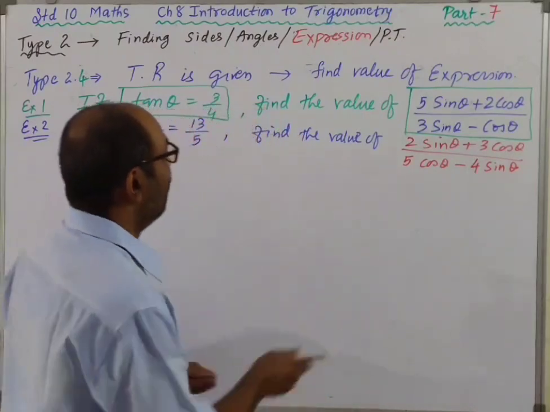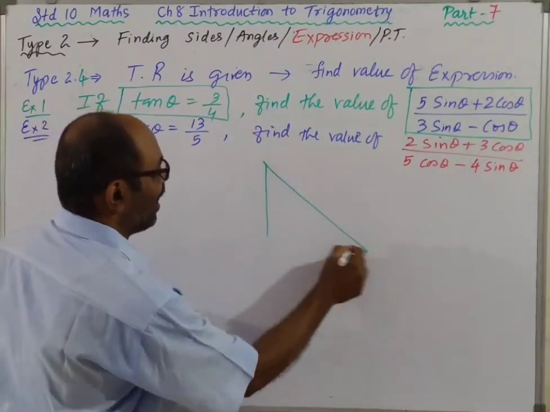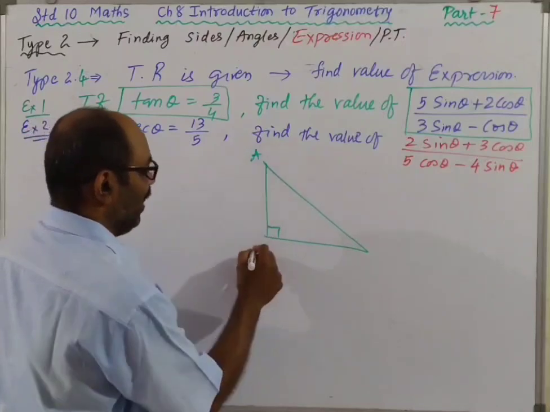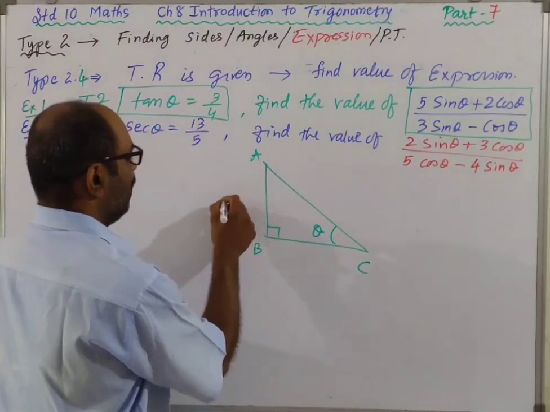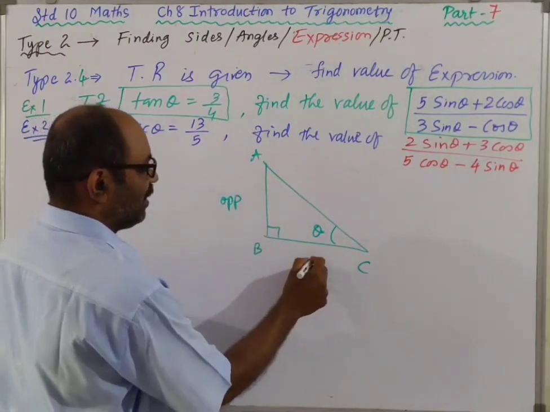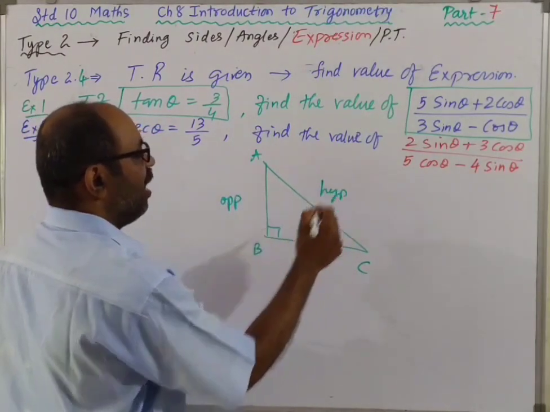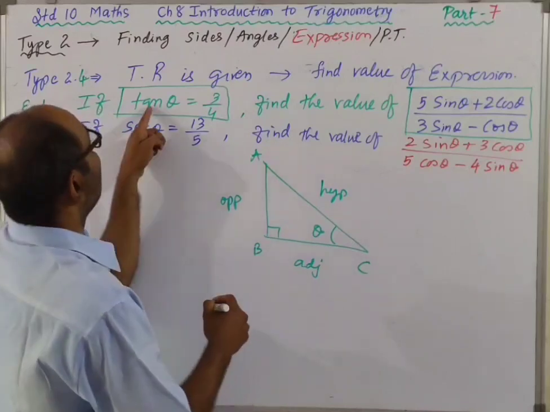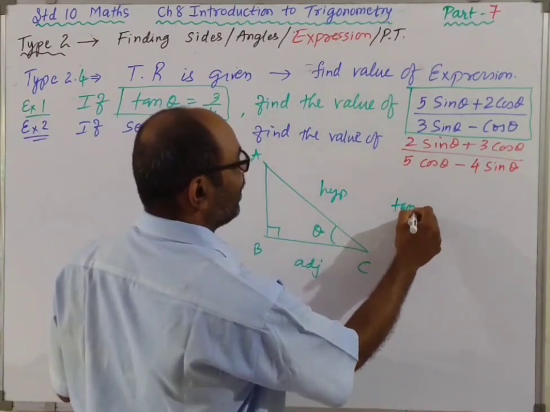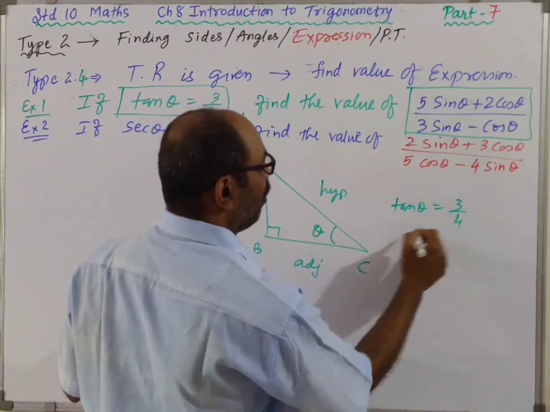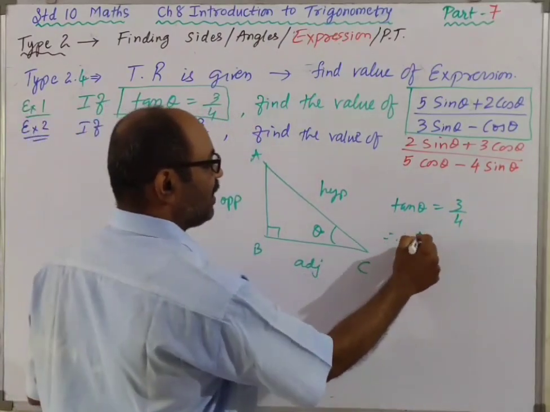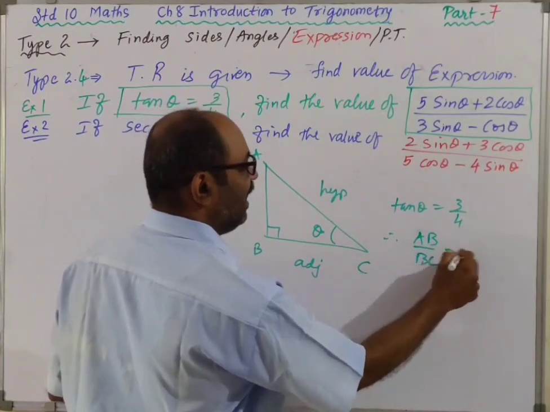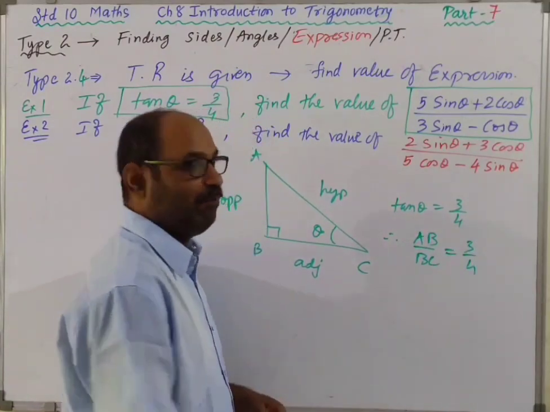We have seen this in type 1. What we used to do? We used to draw a right triangle. We used to give it any names, and here angle theta. So one of the angles is theta. With respect to theta, this is the opposite side, this is the adjacent side, and this is the hypotenuse. And we used to start like this. Tan theta is equal to 3 upon 4. Now tan is opposite upon adjacent, that is AB upon BC, that is 3 upon 4.